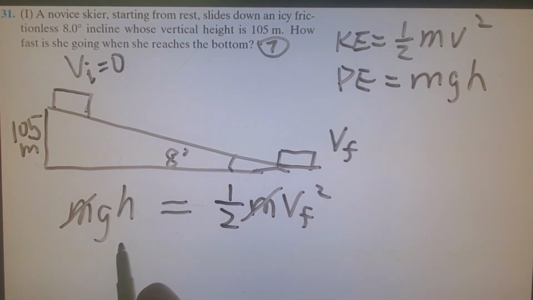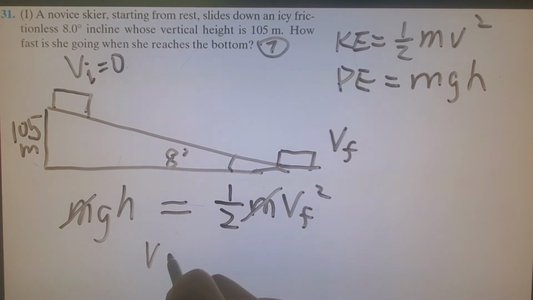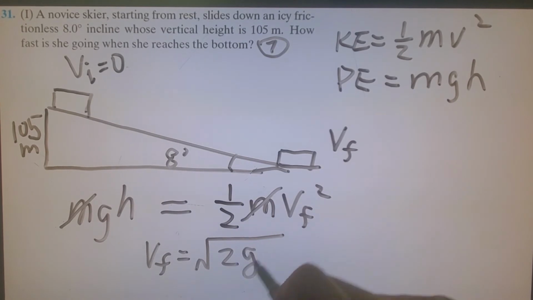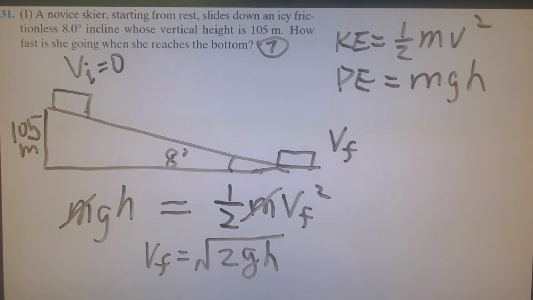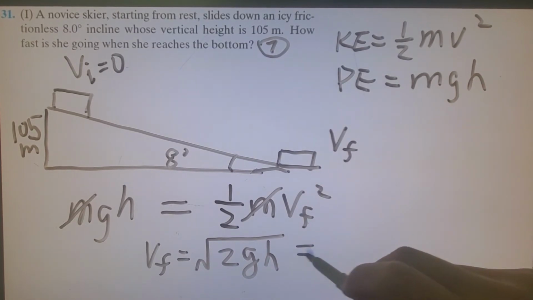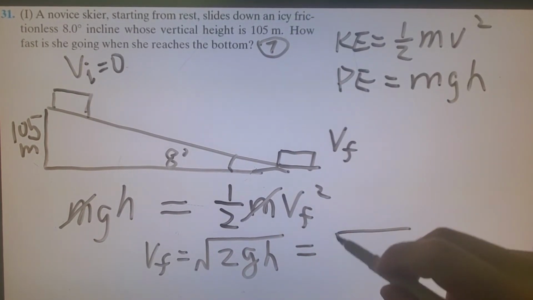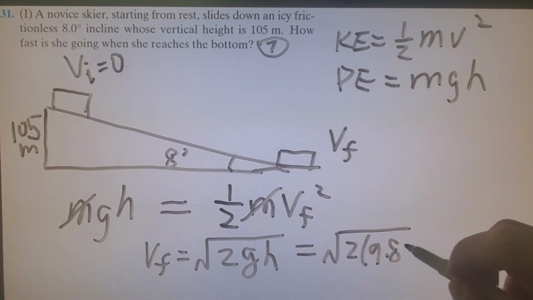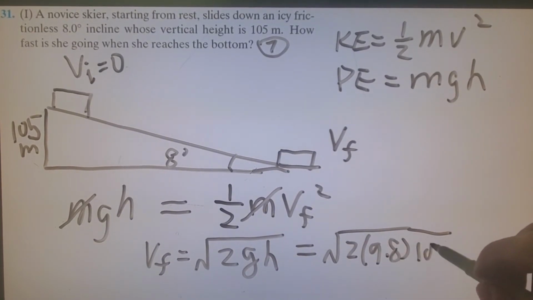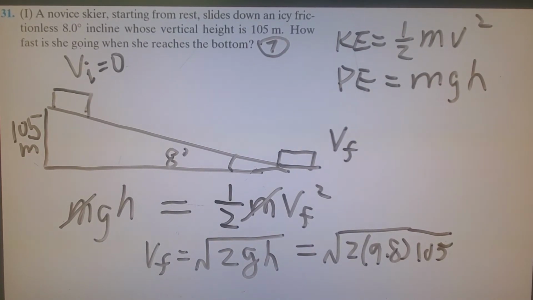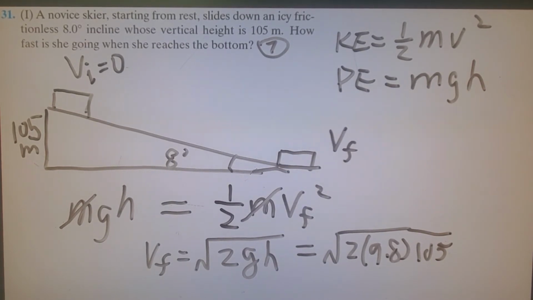Okay, so v final, multiply 2 by both sides, v final will be equal to the square root of 2 times g times h. So what you need to do is just plug the number into it, equal to 2 times 9.8 times 105. If you use the standard unit, then you don't have to worry about the unit. So 2 times 9.8 times 105, and then take the square root of it. I got 45 meters per second.